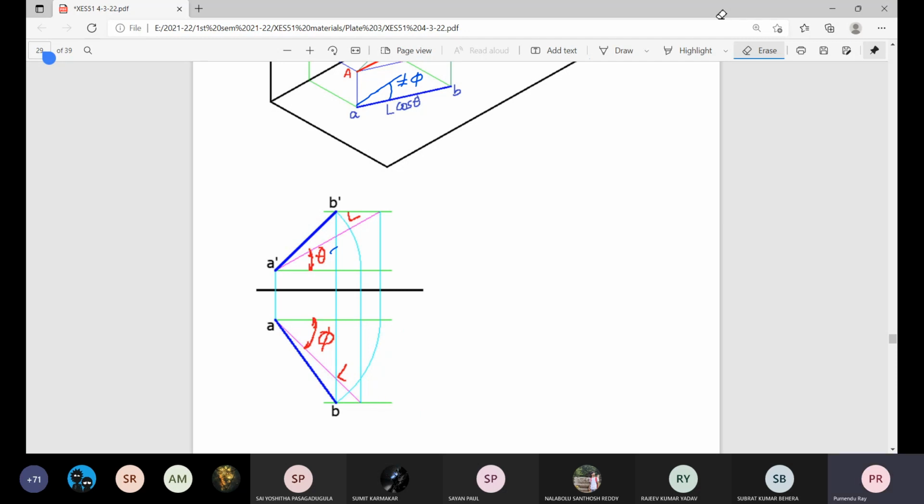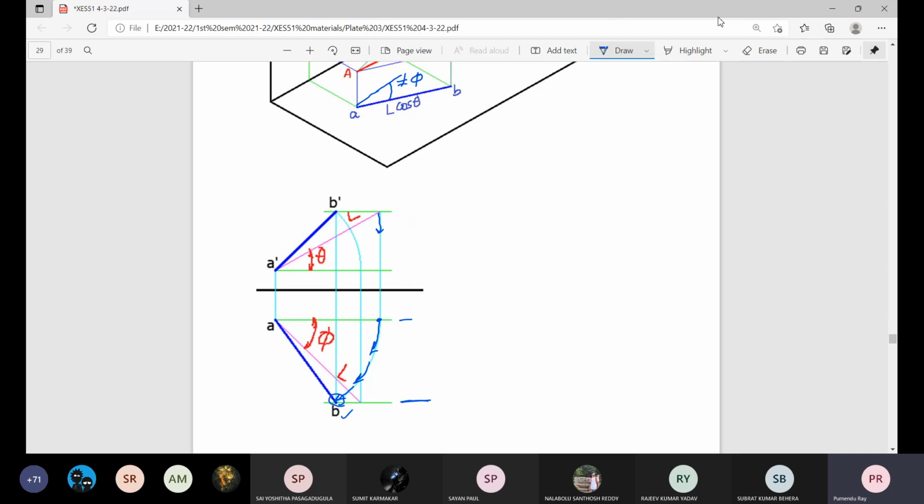Now erase this additional information, otherwise it will be clumsy. So next step is, once we have these levels drawn, you project it up to this line, draw a horizontal line at this level, L sin phi level, and draw this circular arc to reach this level and identify this location.